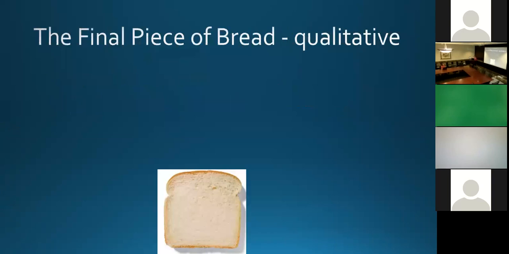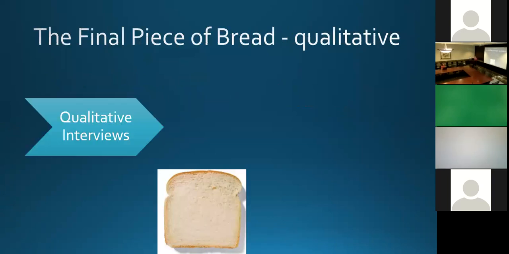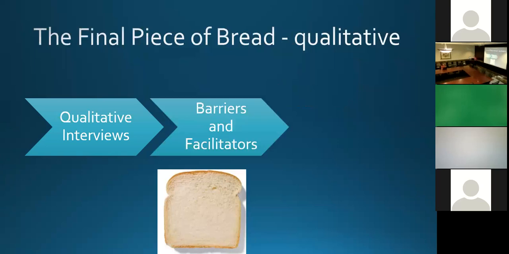Okay, so now I'm going to turn to the final piece of bread, the last qualitative piece. These were qualitative interviews that we did to understand the barriers and the facilitators. We didn't actually know for sure that our trial didn't work until much later, after the qualitative interviews had been completed, but we had some inklings based on initial looks at the data. So we didn't spend as much time understanding in our qualitative interviews why it didn't work, but we focused on general barriers and facilitators to the intervention components.